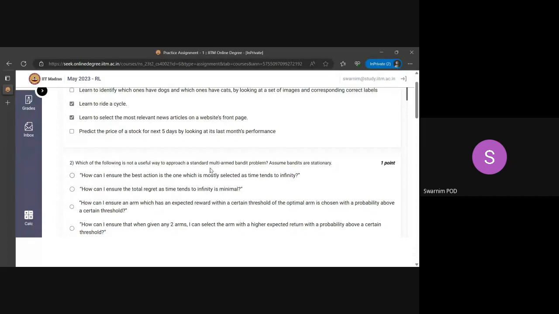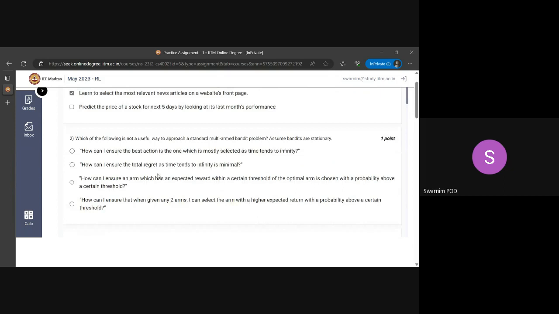Now let's go to question number 2. Which of the following is not a useful way to approach a standard multi-armed bandit problem? Assume bandits are stationary. When we say bandits are stationary, this means that the reward distribution for each bandit is stationary. It's not changing over time. The first option is, how can I ensure the best option is the one which is mostly selected as time tends to infinity?